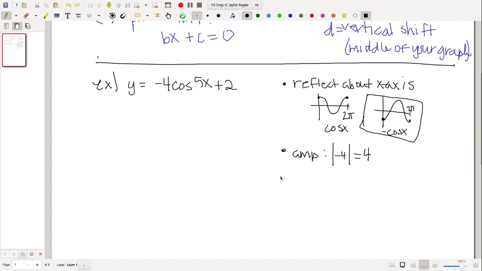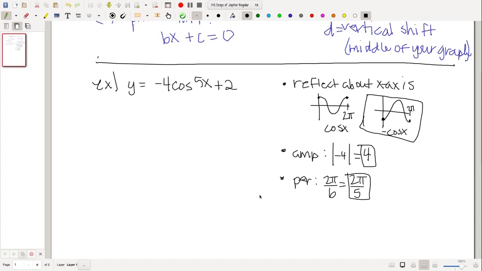Period. I'm just kind of going down the list here of things that I see. The period, the b is 5. So remember, to find the period, we're going to take 2 pi and divide it by b. So our period is 2 pi divided by 5. So when we graph this, because this is a 5 here, I would count by pi over 10s or pi over 5s, something that's going to make this simple. I wouldn't count by a pi over 4. That's not going to work out that nicely.